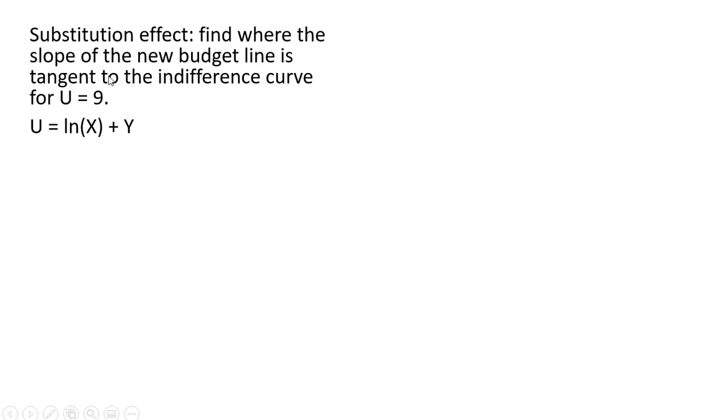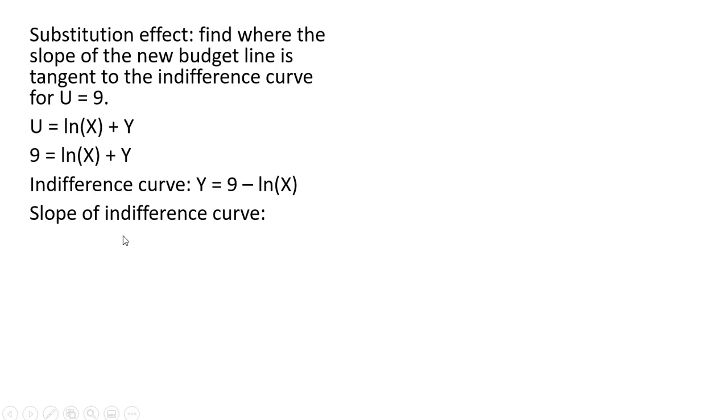And so now let's look at the substitution effect. We're going to find where the slope of the new budget line, which incorporates the price decrease, is tangent to the indifference curve that we just found. So the consumer is currently on an indifference curve where utility equals 9. So we're going to solve for the indifference curve. Setting U equal to 9 and solving for Y, we get the consumer's indifference curve when utility equals 9. And now we're going to get the slope of this indifference curve. Taking the derivative of the indifference curve with respect to X, we just get minus 1 over X.